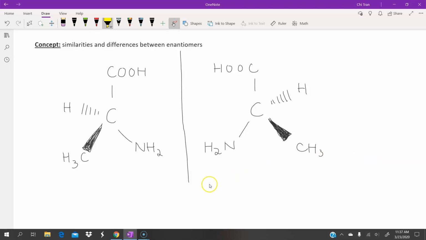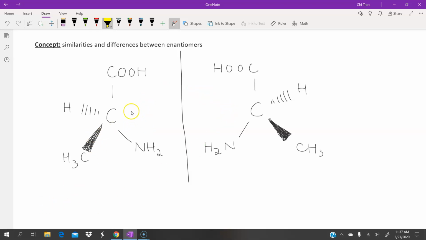So we can first talk about the similarities. So we know that to have enantiomers, they need to have chirality. In this case, it is a chiral carbon, or we can call that a stereogenic center. But we also know that they have the same number of each atom, or the same type of atoms, and therefore they have the same molecular formula.